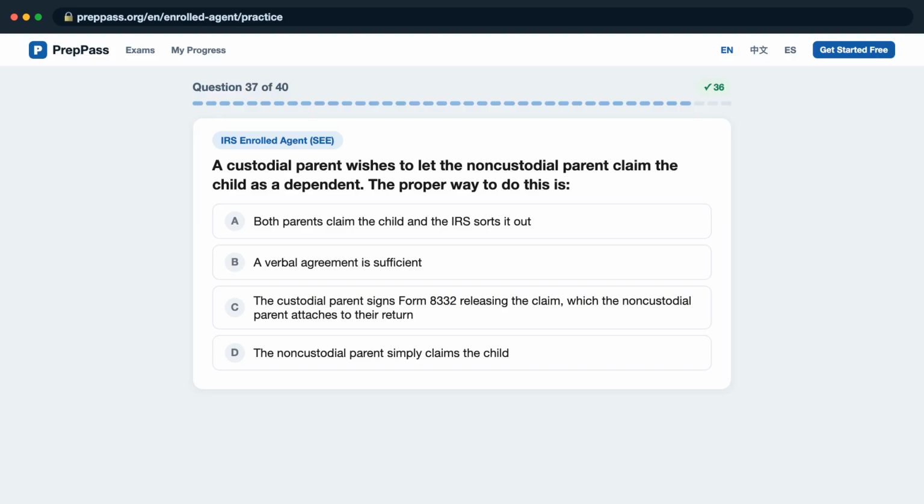Question 37. A custodial parent wishes to let the non-custodial parent claim the child as a dependent. The proper way to do this is, is it A, both parents claim the child and the IRS sorts it out? B, a verbal agreement is sufficient? C, the custodial parent signs Form 8332 releasing the claim, which the non-custodial parent attaches to their return? D, the non-custodial parent simply claims the child?